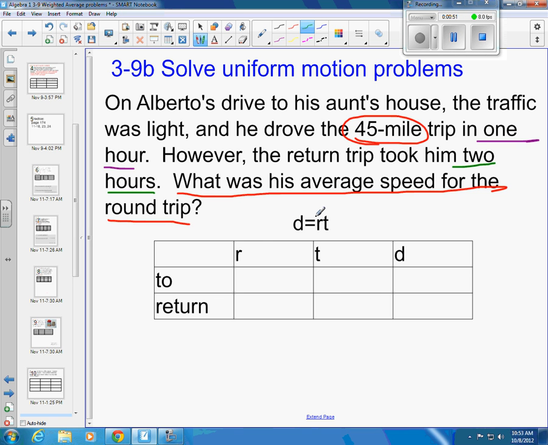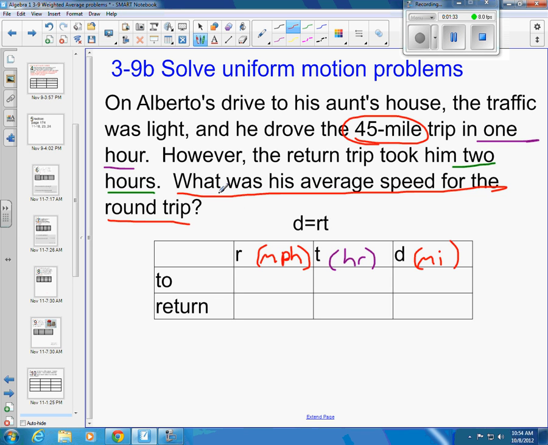I know my formula is distance equals rate times time. So I have my rate column, my time column, and my distance column. And to help me out here, my distance, 45, is in miles, so I'm going to put miles up here. Distance is in miles. And my time is in hours. And so my rate would be miles per hour. Or I could write that MPH. Right? Miles per hour.